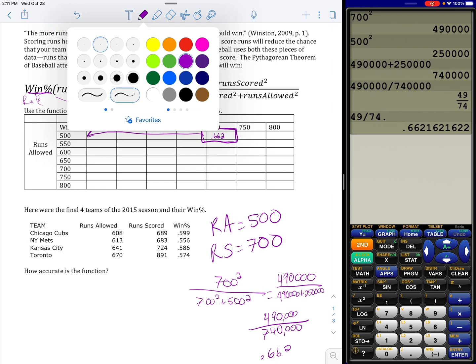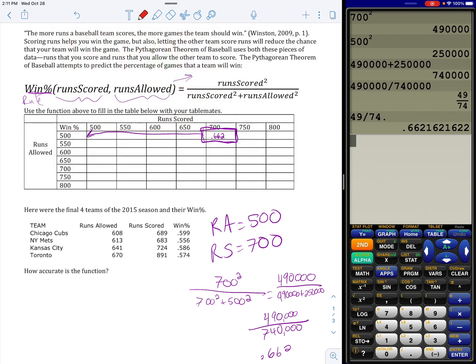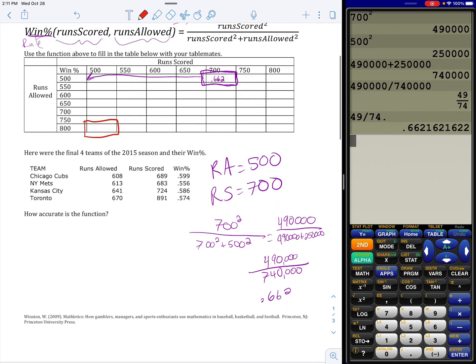Now let's take a look at another situation. In that case, you're winning more than you're losing. Well, let's look at this guy right here. In this one, you're allowing a lot more runs. So your runs allowed is 800 and your runs scored is 500. So I have 500 squared over 500 squared plus 800 squared. One of the things you'll see is that this gets going pretty fast because you can reuse a lot of numbers. So I have 250,000 over 250,000 plus 640,000.